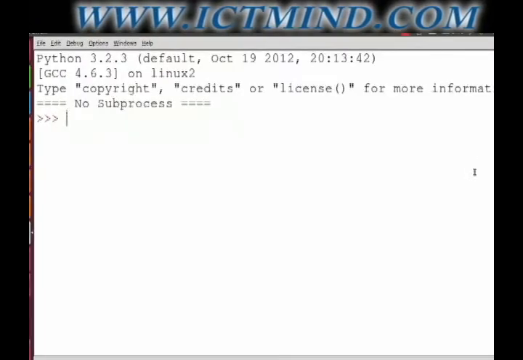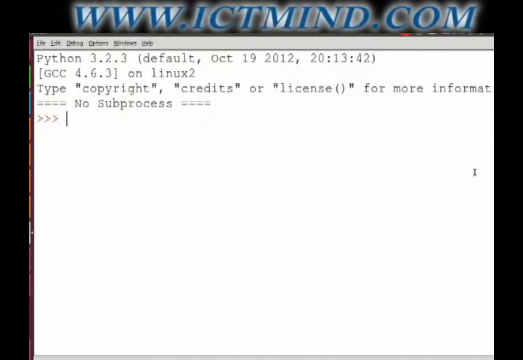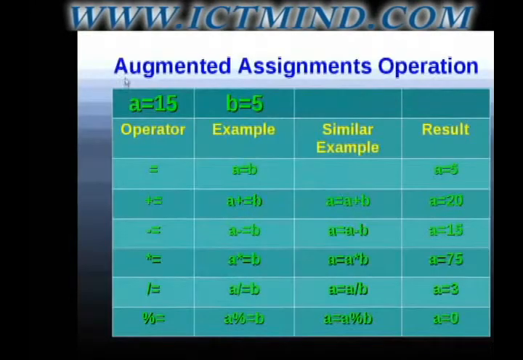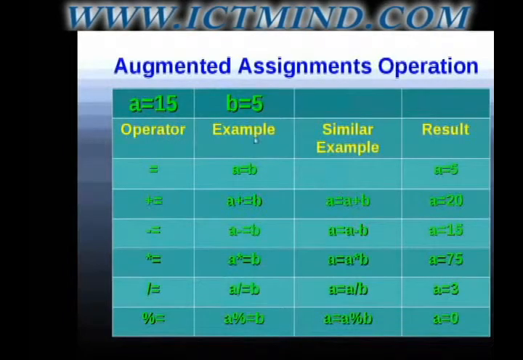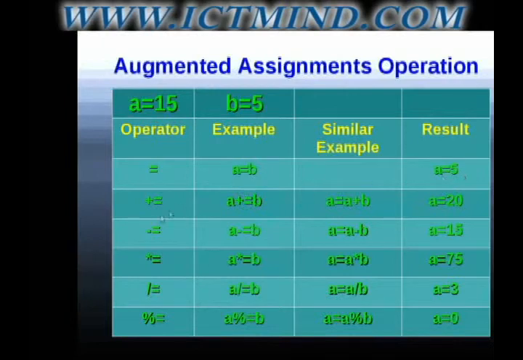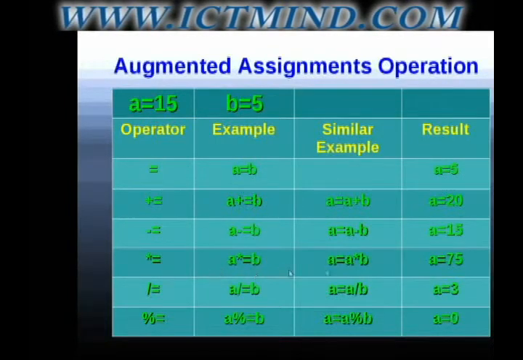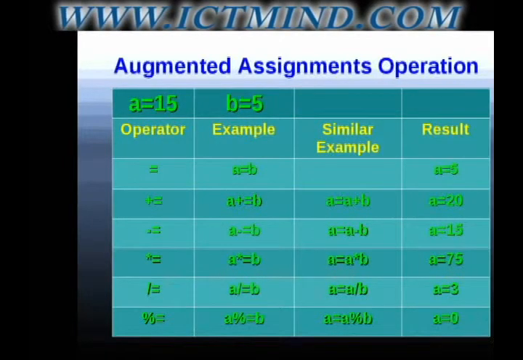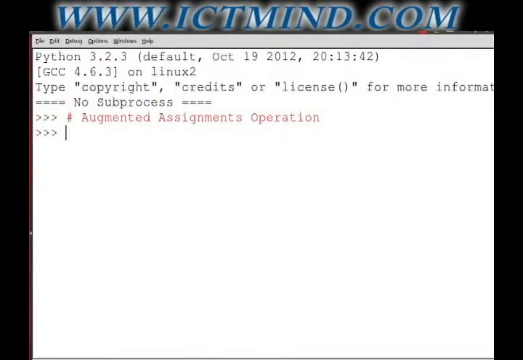Now we'll consider augmented assignment in Python programming language. When you see this slide carefully, at first we assign A as 15 and B as 5. So we can do mathematical operations. We can add and assign the value to the variable. We can subtract the value and assign to the variable. We can multiply, we can divide, we can do modulus operation and assign. So the final results will be shown in this slide.